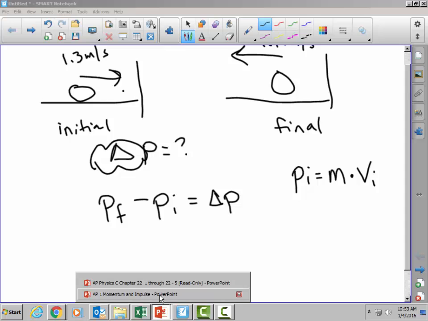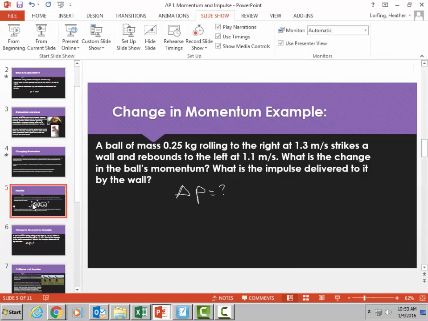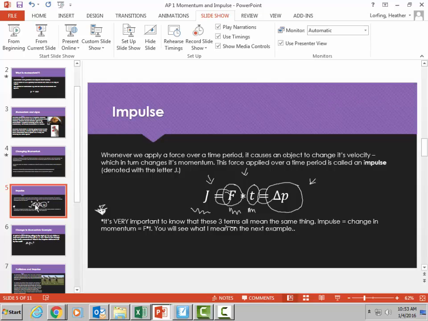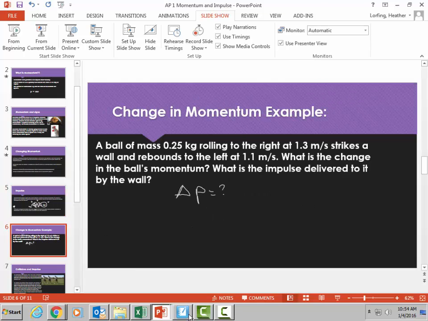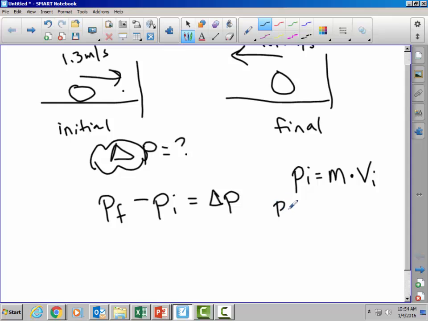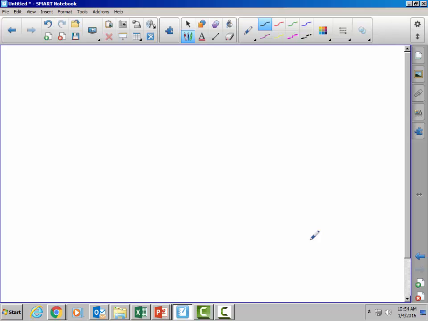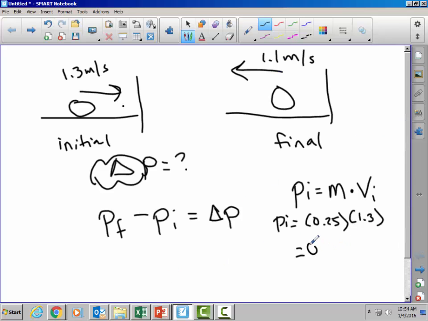And I'm sorry, I forgot what the mass was. 0.25. Yes, 0.25. Okay. 0.25 times its initial velocity, which is 1.3. That gives us an initial momentum of 0.325 kilograms times meters per second. Okay, so let's figure out our final momentum now.